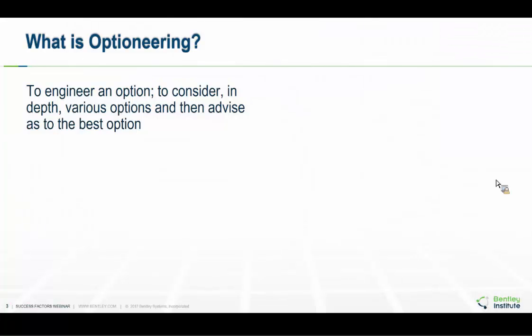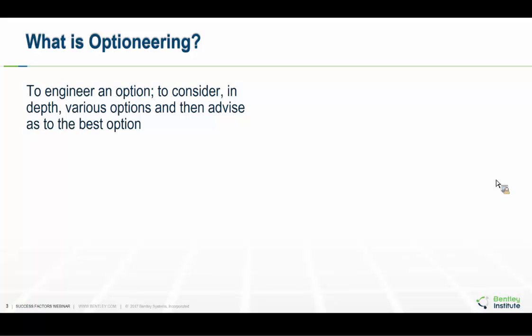So the first thing we want to look at, what is optioneering? Basic definition: to engineer an option, to consider in depth various options, and then advise as to the best option. Now, that's a dictionary type definition.